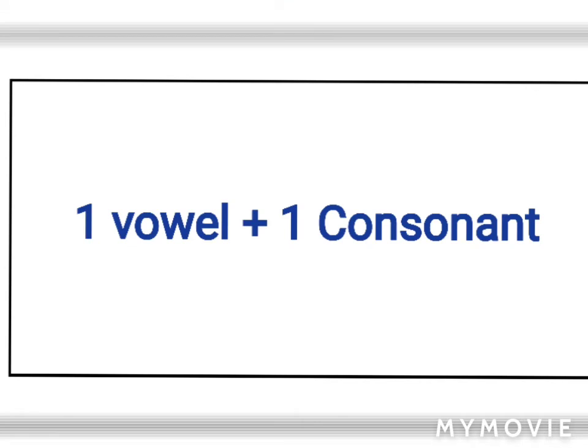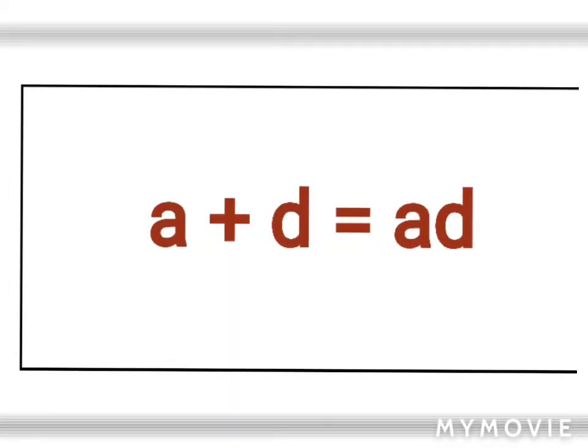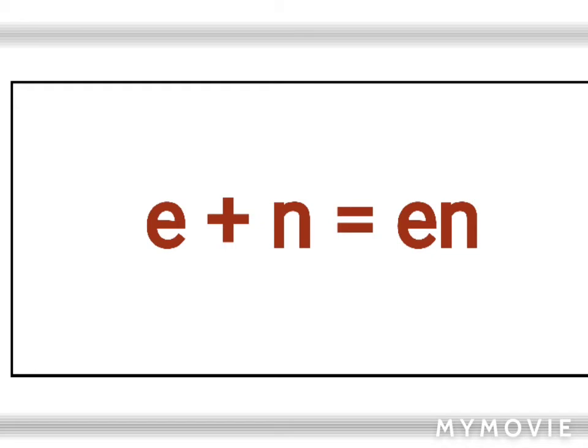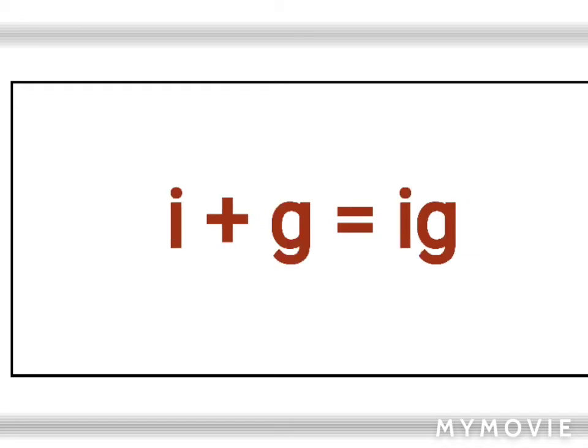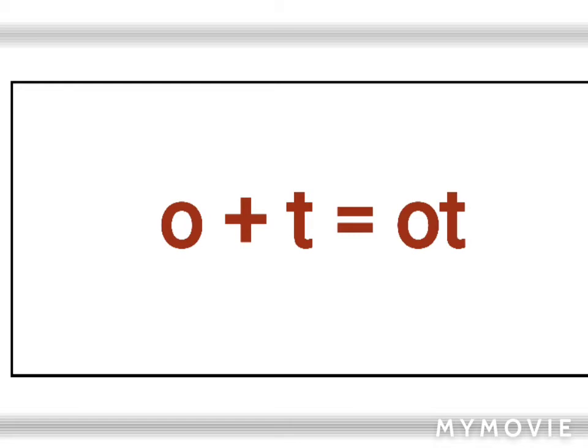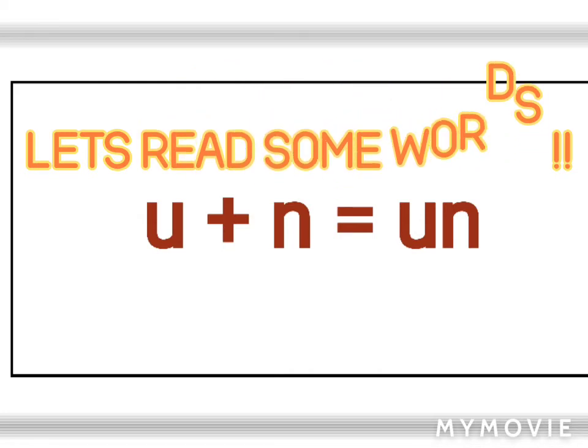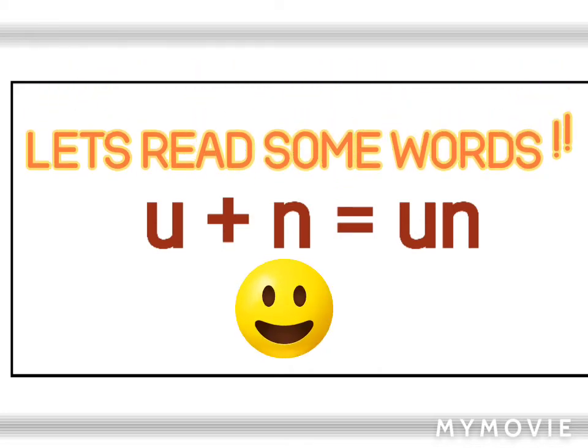So now let's try to blend a vowel and a consonant. While blending the letters, don't use the names of the letters, rather use the sounds of these letters. So A plus D, don't read it as A and D, use the sounds of the letters. A, D, add. Similarly, I, G, ig. O, T, ot. U, N, un. Now that you know the individual sounds and how to blend them, let's read some words.